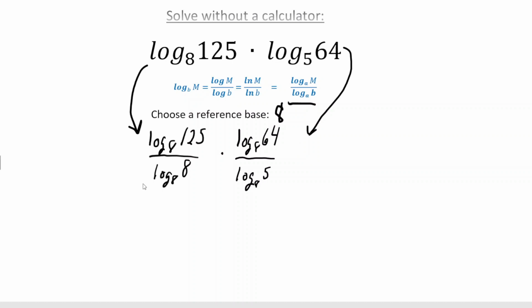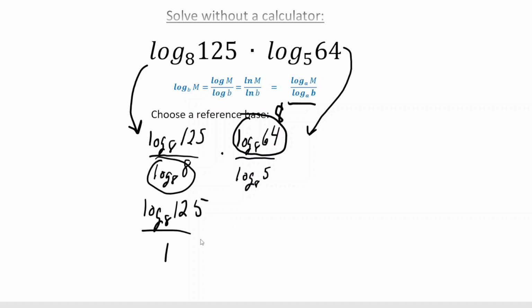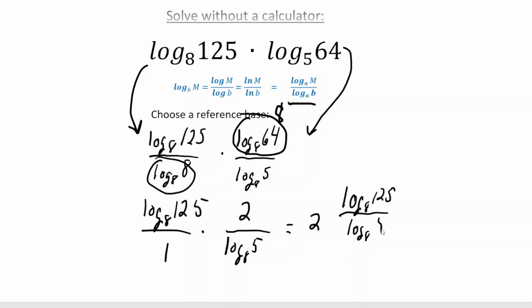Two of these expressions we can evaluate quickly, the log base 8 of 8 and the log base 8 of 64. The log base 8 of 8 is equal to 1 because 8 to the first power is equal to 8. The log base 8 of 64 is equal to 2 because 8 raised to the second power gives us 64. So we have log base 8 of 125 over 1 multiplied by 2 over the log base 8 of 5. With a little bit of simplification, we can rewrite this as 2 times the log base 8 of 125 divided by the log base 8 of 5.